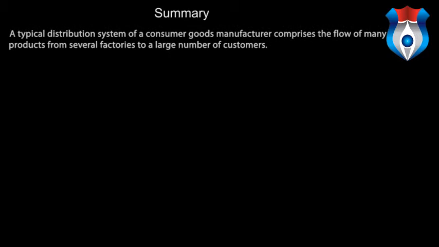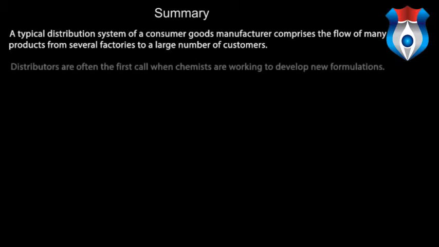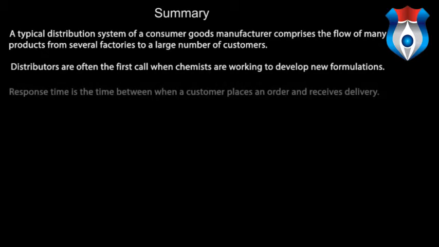Now, in the end, let us summarize what we have learnt in this lecture. A typical distribution system of a consumer goods manufacturer comprises the flow of many products from several factories to a large number of customers. Distributors are often the first call when chemists are working to develop new formulations.